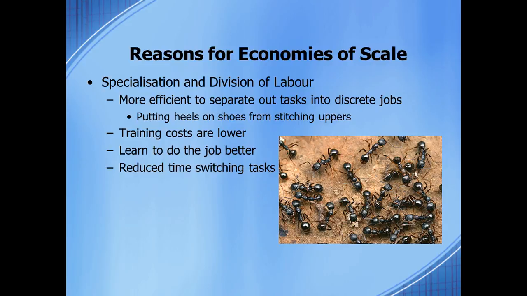And actually that really fits in well with these economies of scale, because you have more specialism and division of labour, and larger firms can do this by dividing the labour tasks out separately into the different types of jobs, and it's much more efficient to separate these tasks into discrete jobs. So for example, putting heels on shoes is one person's job, stitching uppers to shoes is another person's job. Now the training costs are lower, because people are trained for one task and they do not need to be trained for 5 or 6 jobs, so they learn the job better, there's a reduced time for switching tasks, and they make a lot fewer mistakes.